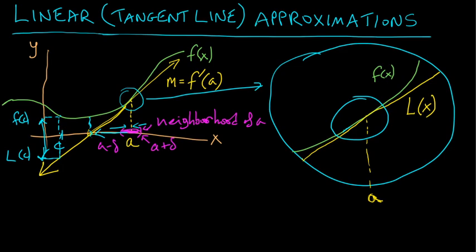Okay, so the first thing we want to do is write down L of x as a function of x. Sorry, I'm supposed to use a different color here. Okay, sorry about that. So L of x is the linear approximation, and ultimately, we want to write this as the equation of a line, so mx plus b.